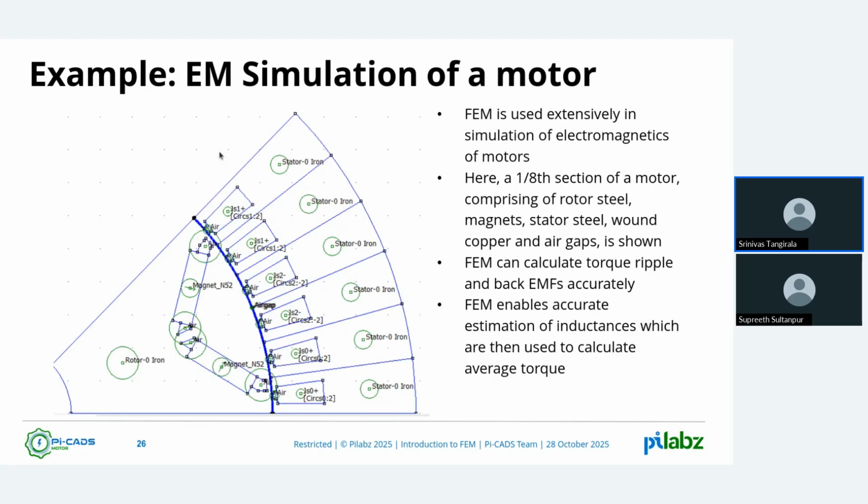You can see the air gap. So that air is also one of the materials. Okay. So that is also represented here. So now we have a complete geometry of the motor simulation, including the materials like air, copper, iron, magnet, everything. So this is what you first create in our PiCADS motor application.